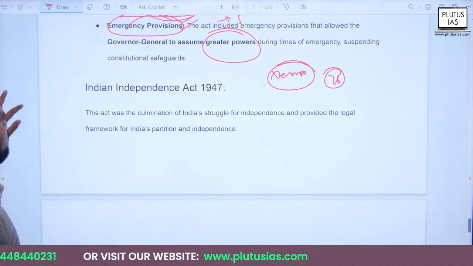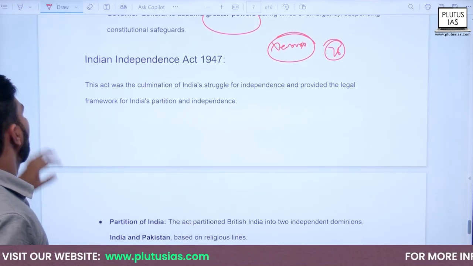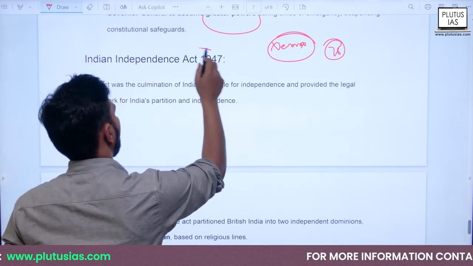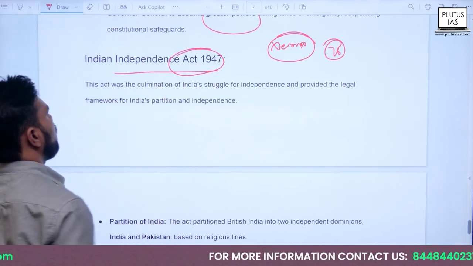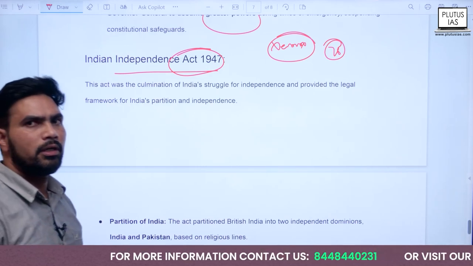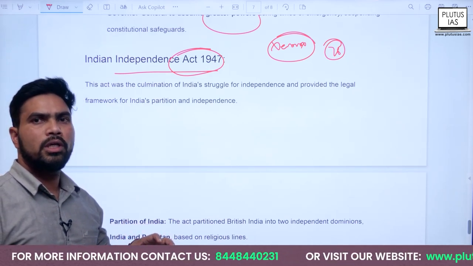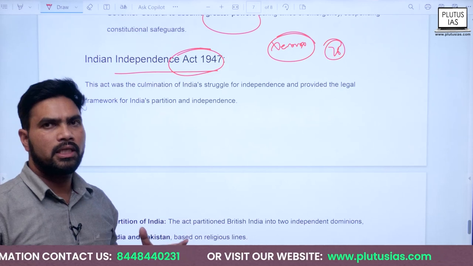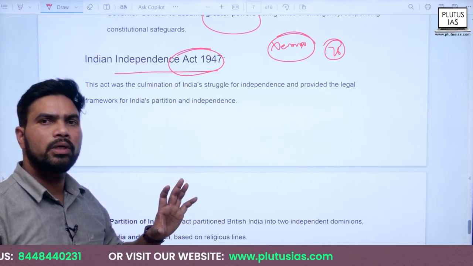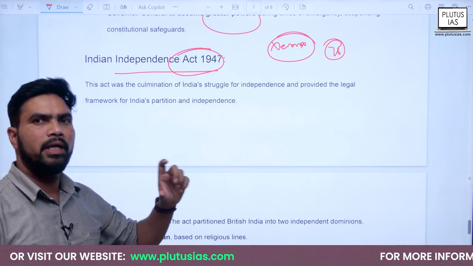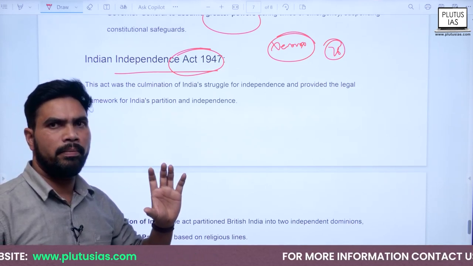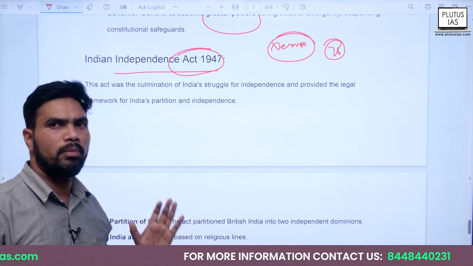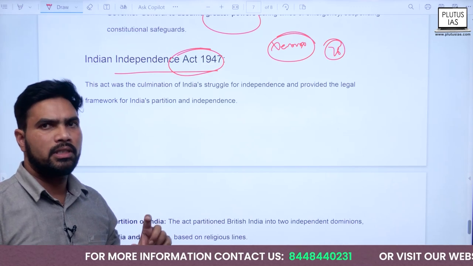Just before giving independence to India, an act was brought in, the Independence Act of 1947. We will also look into the important provisions in this act. With that, we can conclude the pre-independence constitutional developments in India. What are all the acts that have been brought in to administer India?